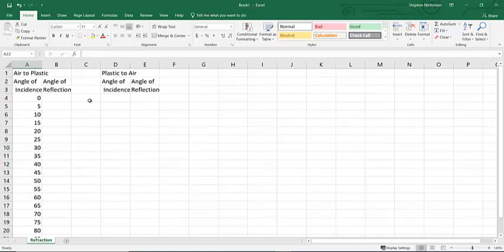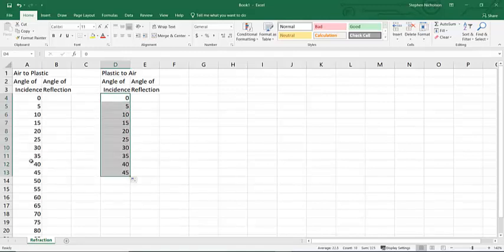So just delete that. Okay, now here, when I go from plastic to air, I don't have to go as far. So I'm going to go to 40 or 45, depending upon what your situation was. Okay, now I'm going to enter the data. So I'm going to pause. You can enter your data.